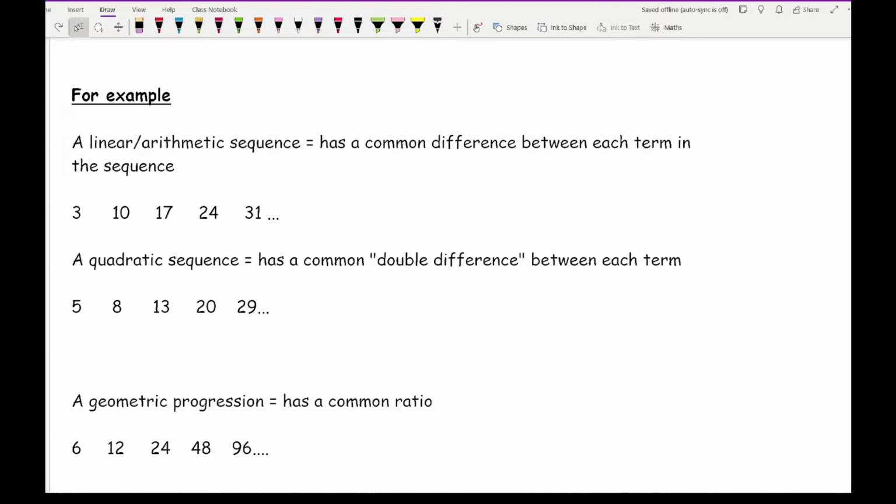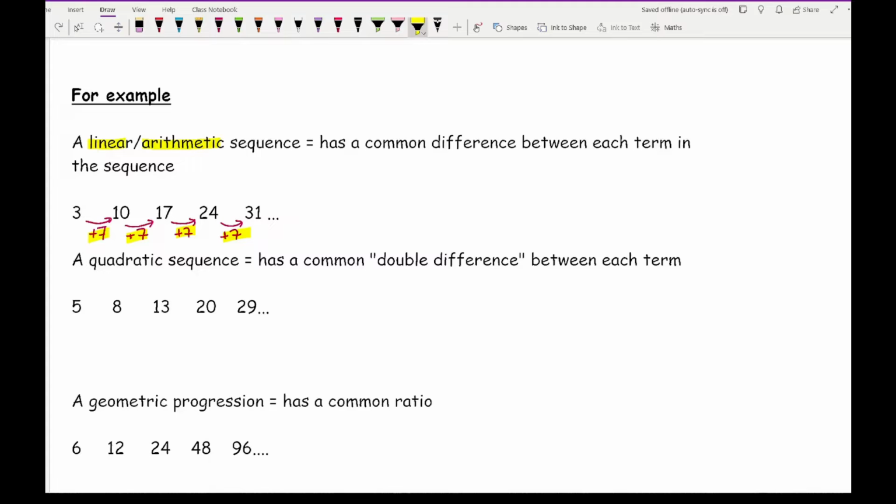So here we've got a linear or arithmetic sequence, and the definition of a linear or arithmetic sequence is where it's got a common difference between each term in the sequence. In this particular sequence we can see that the difference between 3 and 10 is 7, and between each term all I'm doing is adding 7. When you've got this common difference, regardless of whether it's adding or subtracting, it's what we call a linear sequence or an arithmetic sequence.